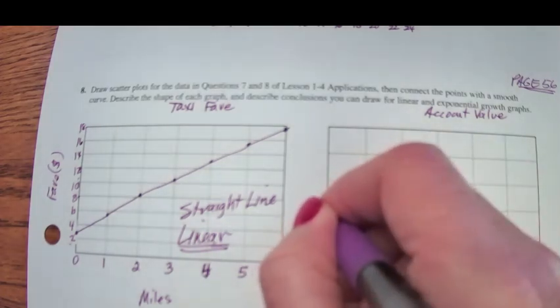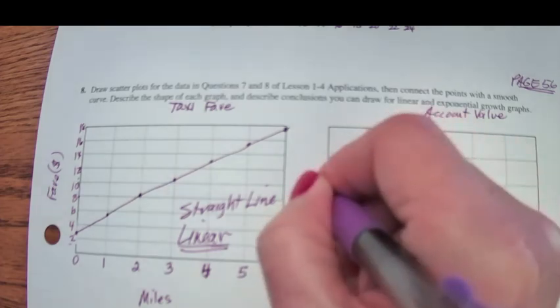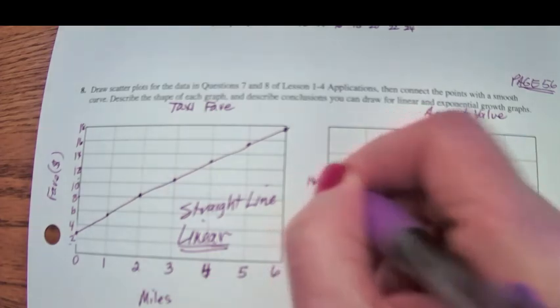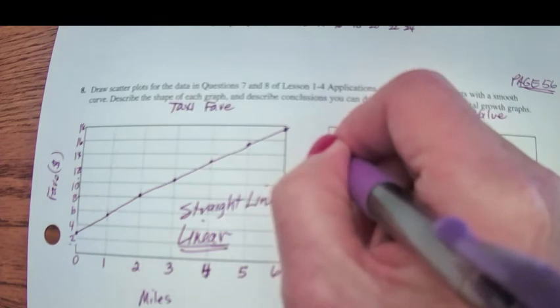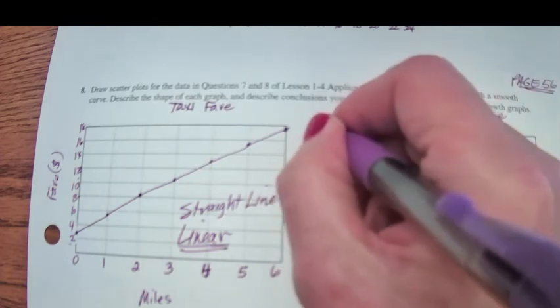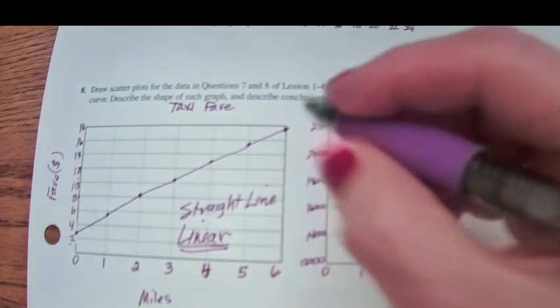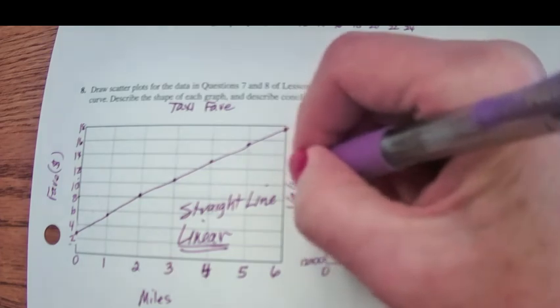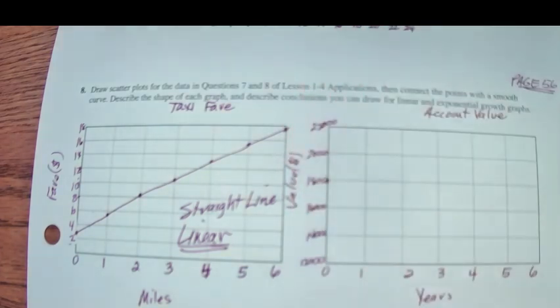14,000, 16,000, 18,000, 20,000, 22,000. And this is going to be the value of the account in dollars.